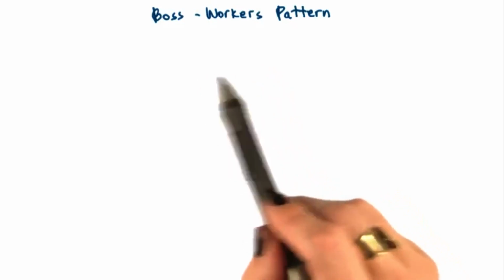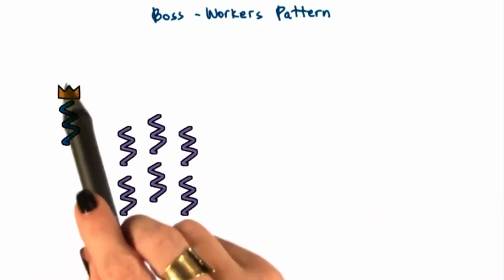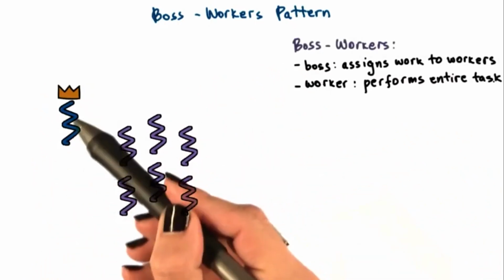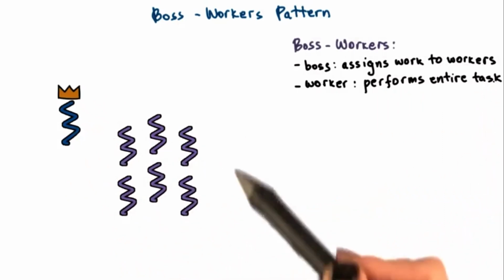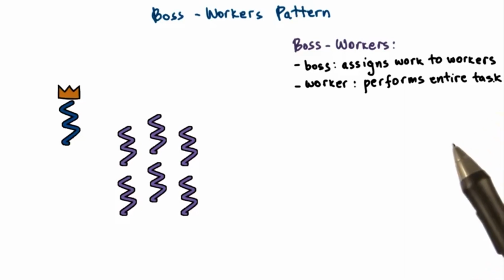We will first look at the boss workers pattern. This is a popular pattern that's characterized by one boss thread and then some number of worker threads. The boss is in charge of assigning work to the workers, and the workers are responsible for performing the entire task that's assigned to them.